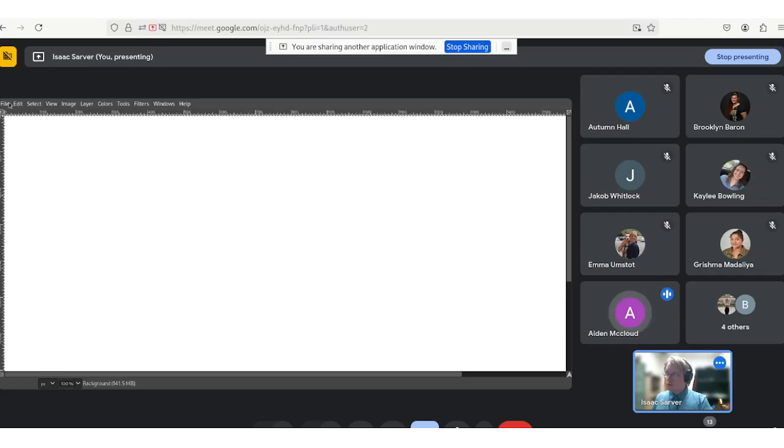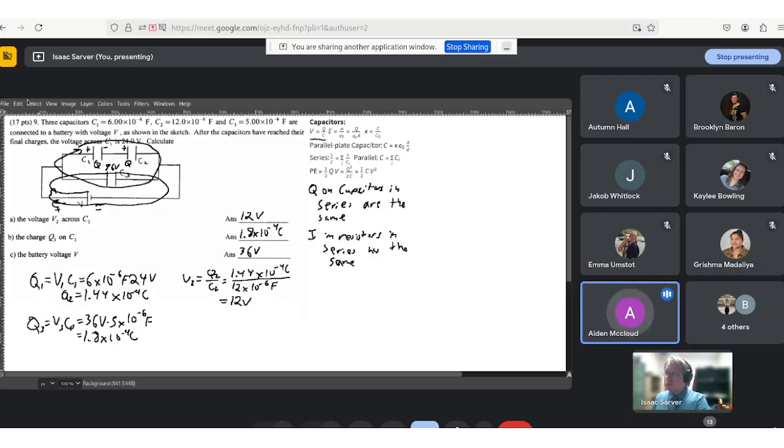So, I'm trying to think of the right question to ask, I suppose. I got confused around the part where you use Kirchhoff's loop law to deduce that the C3 and battery loop must equal the other two.